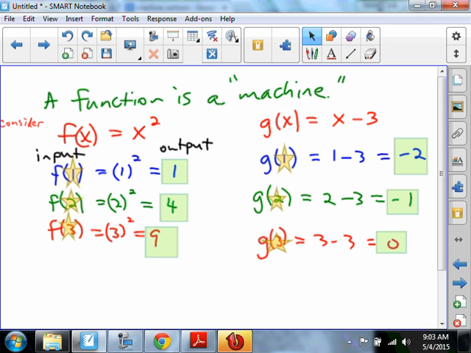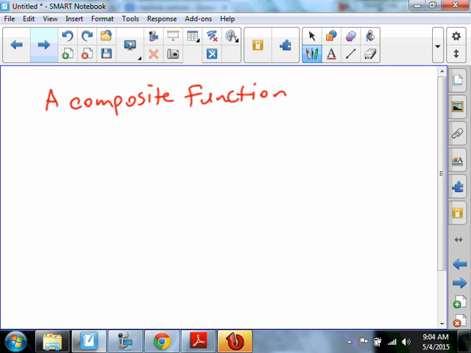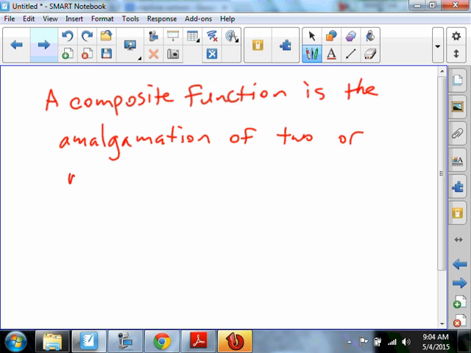And it's called a composition. Okay. So a composite function is the amalgamation of two or more functions. I hope I used that word right in the right context. You're probably thinking, what does amalgamation mean? So maybe we better look that up. I'll give you a minute to write that down and then we'll look it up. A composite function is the amalgamation of two or more functions.